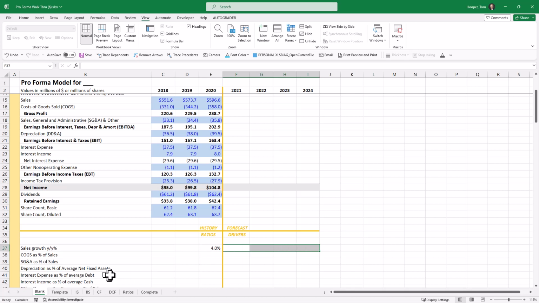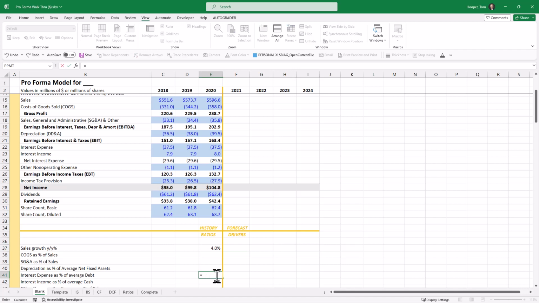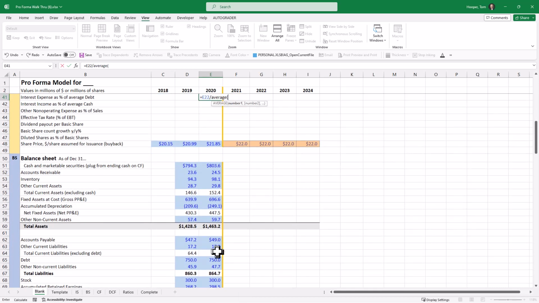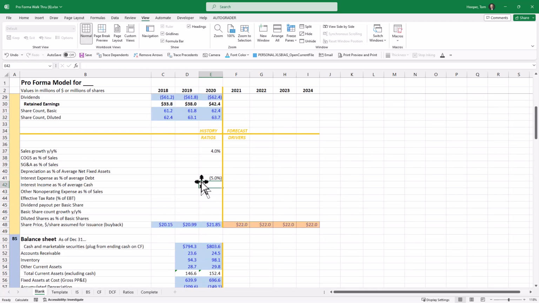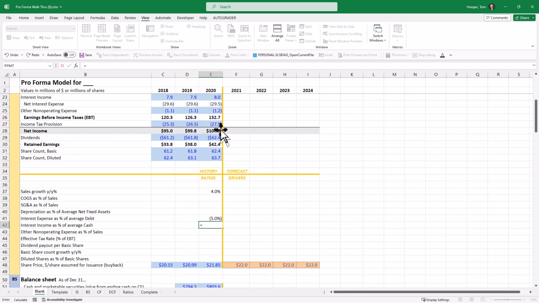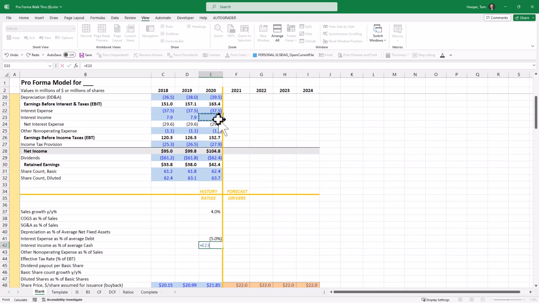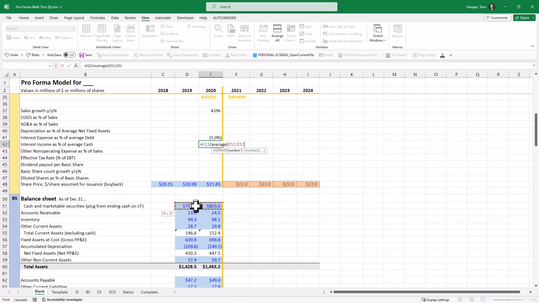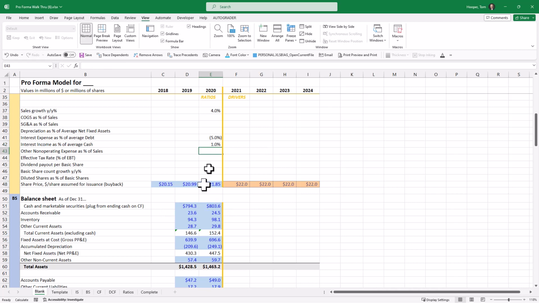If we're looking at interest expense as a percentage of average debt, we want to take our interest expense divided by the average debt and find out that this company seems to pay about 5% on their debt in interest. Let's see how much they make on their cash. We would take the interest income divided by their average cash, and it appears that they're earning about 1% on their cash.